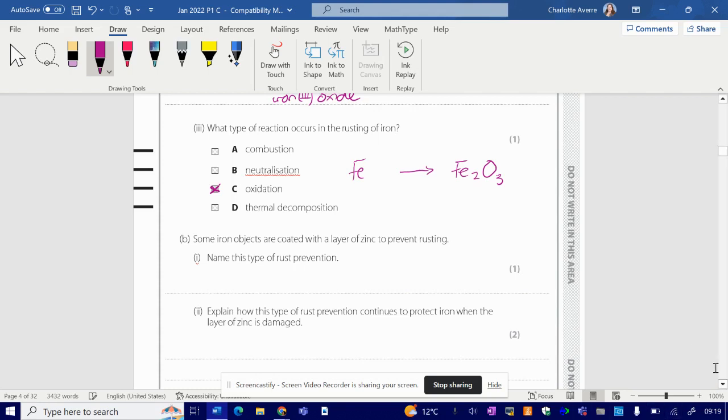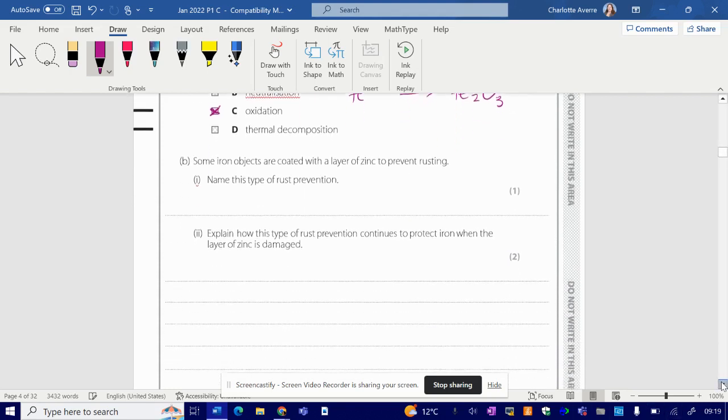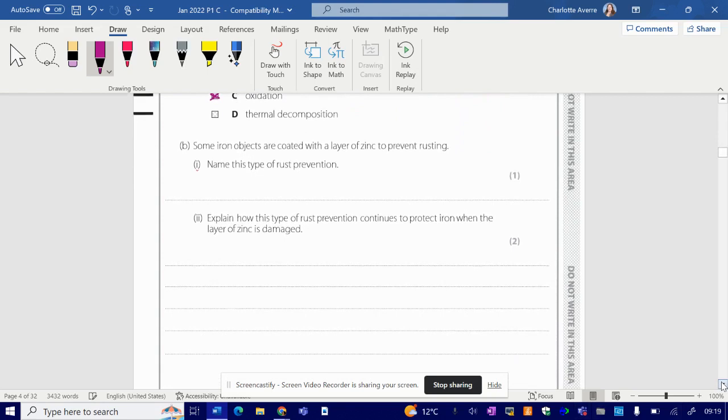Some iron objects are coated with a layer of zinc to prevent rusting. Name this type of rust prevention. Okay, again, this is a knowledge-based question. The process is called galvanizing. That's where you spray the iron object with a layer of zinc.